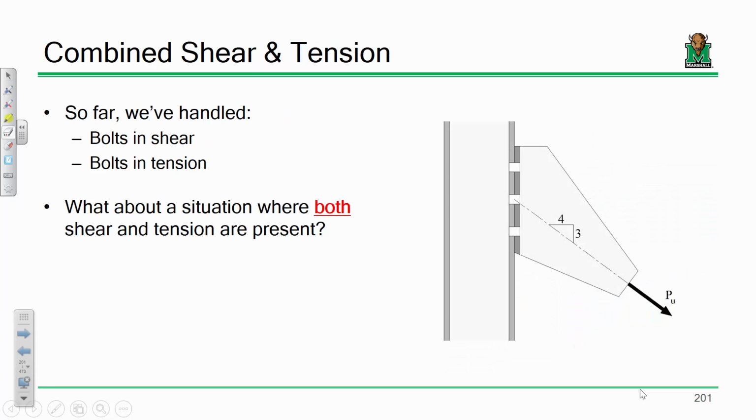Because this connection is experiencing what's called combined loading: it's not experiencing only shear, it's not experiencing only tension, it's experiencing both. Okay? You all can handle a bolted connection in shear. We've been doing that this whole time. You can handle a bolted connection in tension because that's just a threaded rod problem. But what if it's both? What if it's seeing a combination of shear and tension? Okay? That's a discussion. Not hard, but we've got to talk about that.